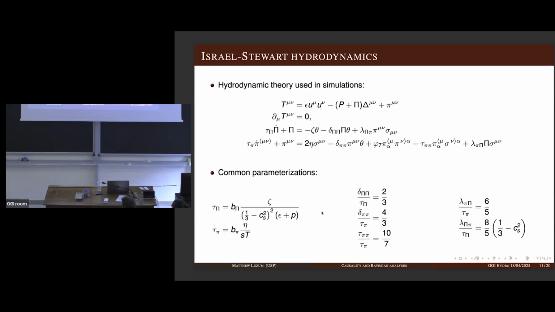How did we parameterize? We take these relaxation times to be proportional to the shear and bulk viscosity, and then we take all these other terms to be proportional to those parameters. With all these fixed, the exception being these relaxation times, which sometimes are varied. So in our analysis it's going to be this one, but I'll show some results with both of these varied.